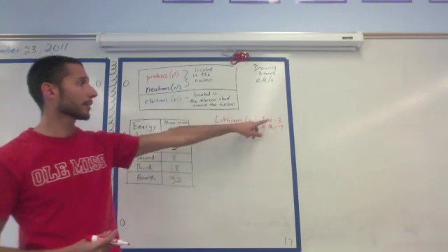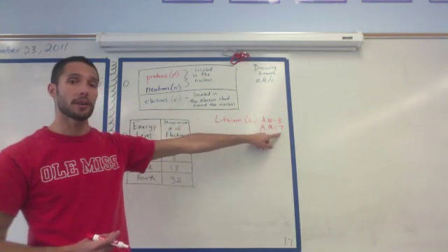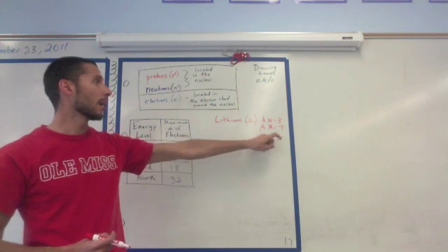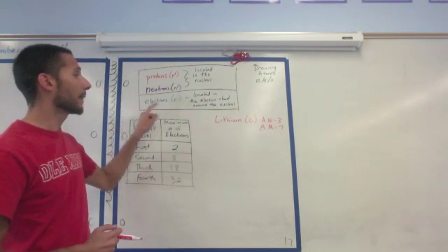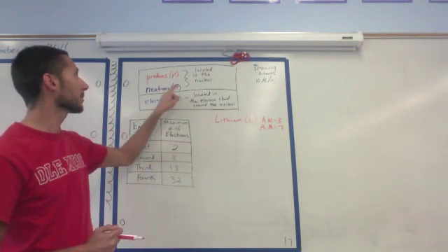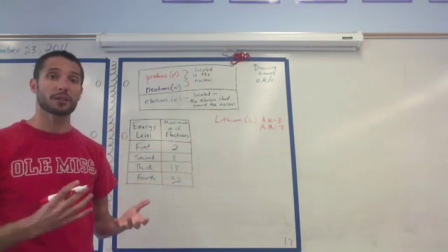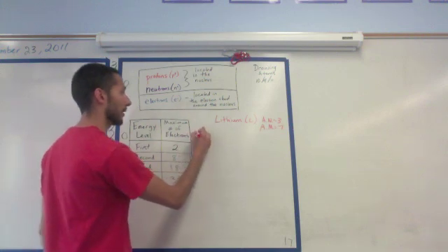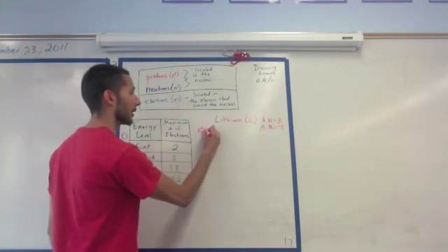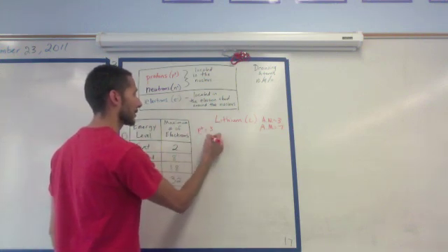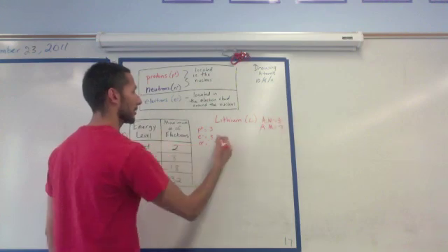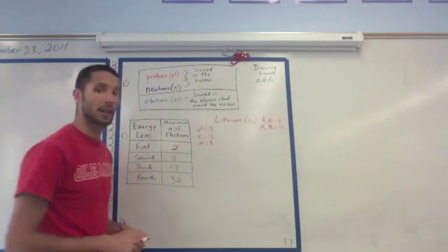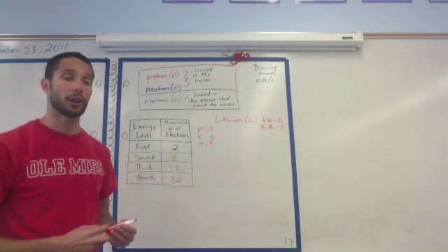So lithium has an atomic number of 3 and an atomic mass of 7. Okay, so the atomic number tells me the number of protons and electrons. The atomic mass minus the atomic number tells me the number of neutrons. So I'm going to make a little table for myself. I'm going to tell myself that lithium has 3 protons, 3 electrons, and if I do 7 minus 3, that tells me there are 4 neutrons. So this is how we're going to draw this particular atom.